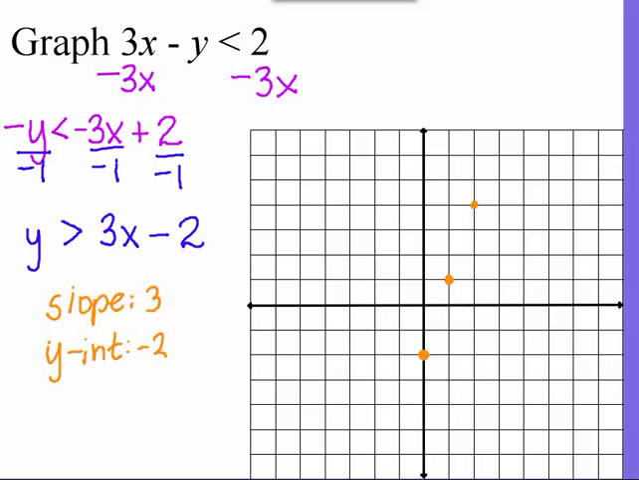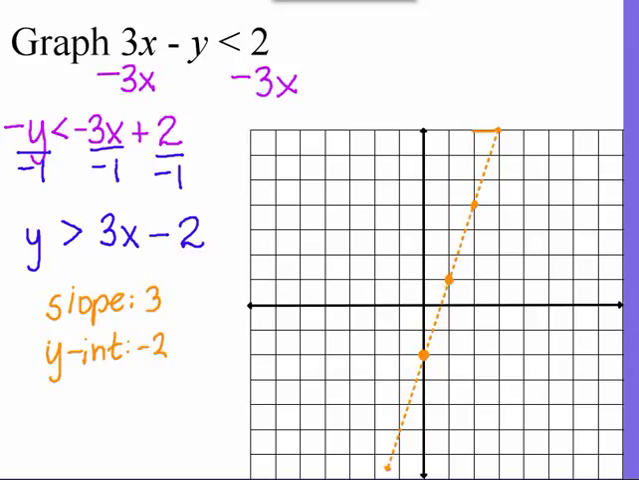Let's try that again. Oh my goodness, we're having a hard time there. Let's try that one again. Okay, now we'll try it. There we go.